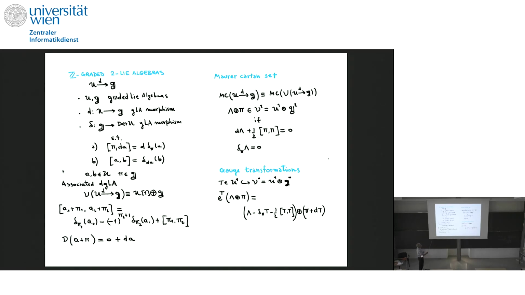Okay, so we can look at Maurer-Cartan elements. Due to this internal grading, the Maurer-Cartan equation becomes two equations. First of all, we look at elements in degree two, which are the direct sum of U in degree one plus G in degree two. So lambda will be in degree one, pi will be in degree two. And so the Maurer-Cartan equation decomposes into two equations. This is the first one, and this is the second one. It's very similar to the equations that define the quasi-Poisson groupoid. So this should explain why we are going this way.